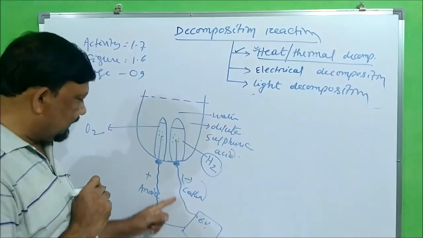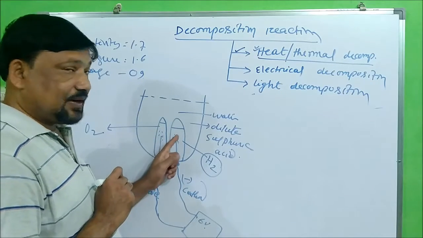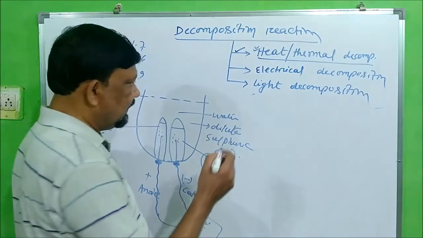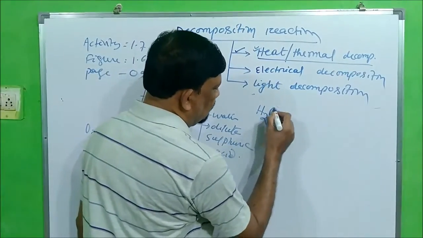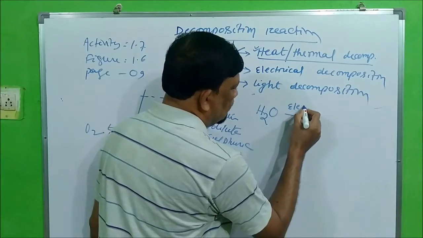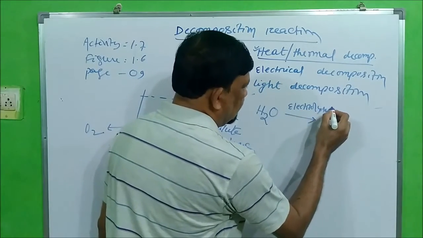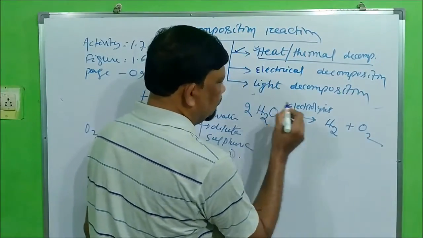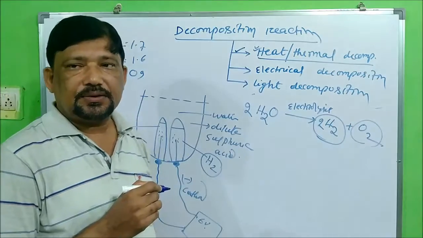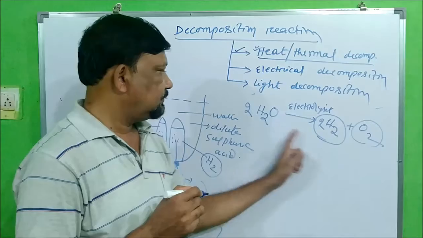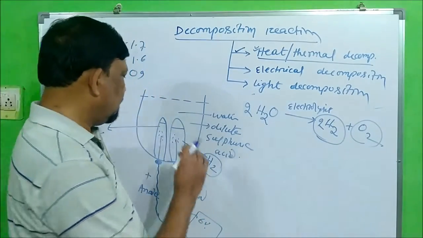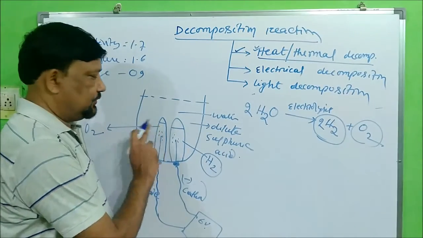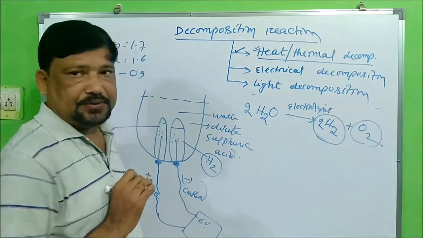Why? Here when electricity is passed, the reaction starts and the water molecules break. Let's see the reaction. Water under electrolysis gives you hydrogen plus oxygen; when balanced, it is 2 water giving 2 hydrogen and 1 oxygen, in the ratio of 2:1. That's why in this test tube we get double in comparison to this test tube. This is oxygen and this is hydrogen.